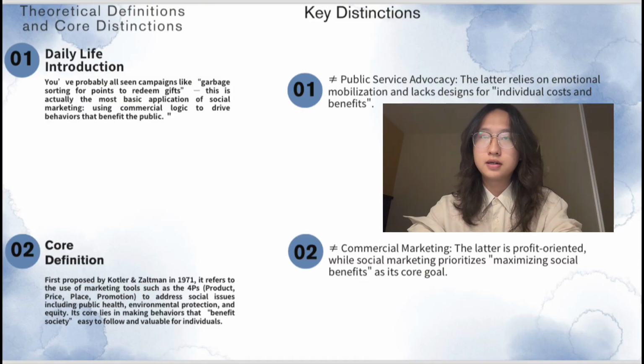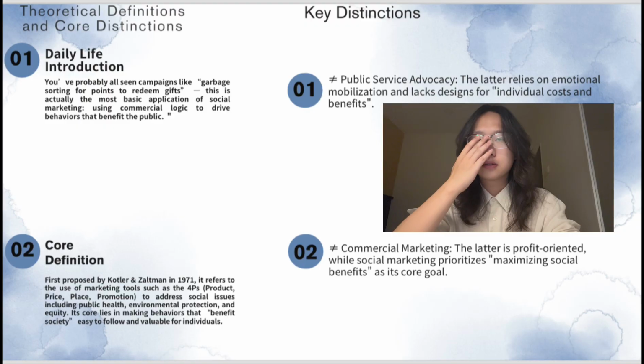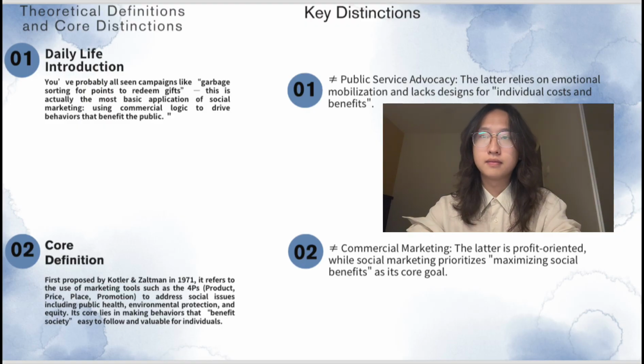We need to tell it apart from two similar things. First, it is not the same as public welfare publicity. Public welfare publicity mostly uses emotions to encourage people, but it rarely thinks about the cost we pay and the benefits we get. Second, it is not the same as business marketing. Business marketing aims to make money, while social marketing puts the maximum social benefits as its core goal.